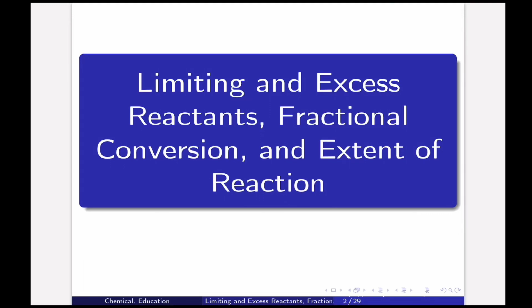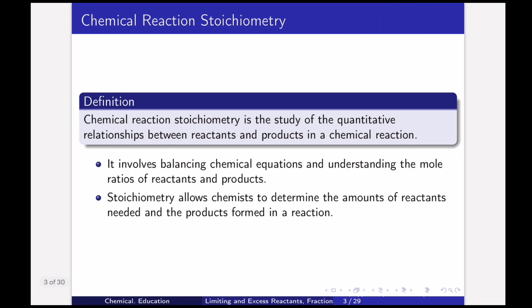Today I'll talk about limiting and excess reactants and fractional conversion and extent of reaction. Before that, we must know what chemical reaction stoichiometry is. First, we need to understand the definition of chemical reaction stoichiometry. Chemical reaction stoichiometry is the study of the quantitative relationship between reactants and products in a chemical reaction.